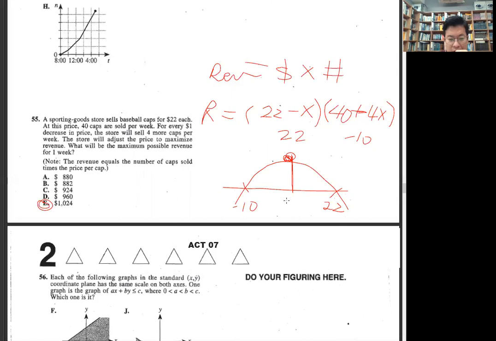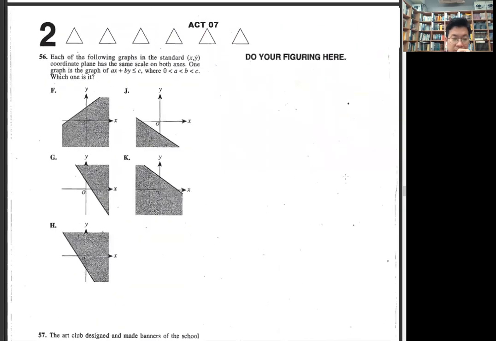So the middle is actually 16, right? Because this is 32. 32 divided by 2 is 16. Yeah. So if you think about it this way, that's another way to do it. You can just find the middle point and the maximum possible.